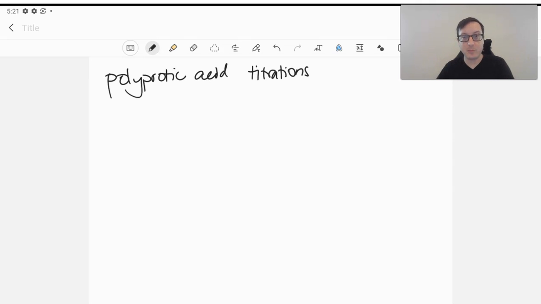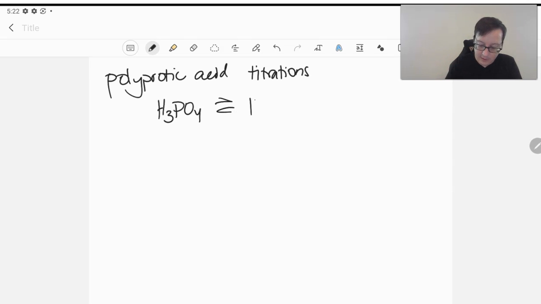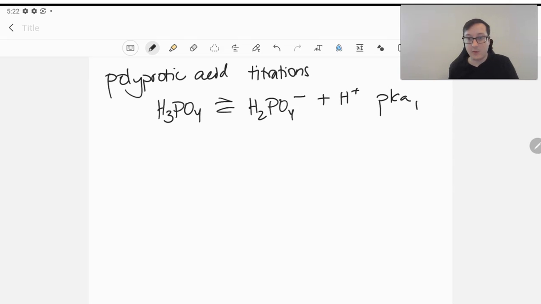All right, polyprotic acids now. What about ones that have multiple protons? For example, phosphoric acid has got 3 protons that are ionizable. We saw that we have 3 reactions of dissociation. As this happens, this would correspond with pKa1 or Ka1 more specifically.